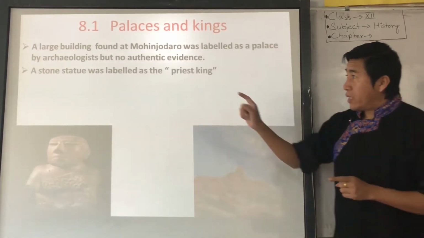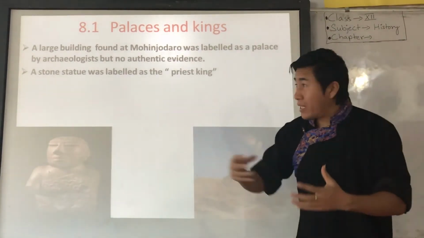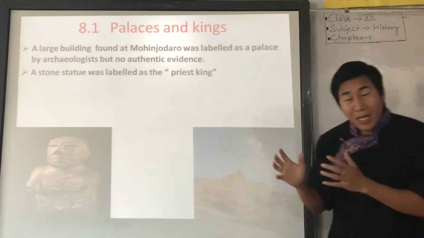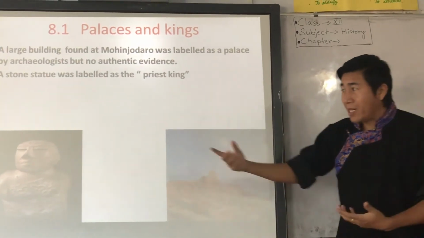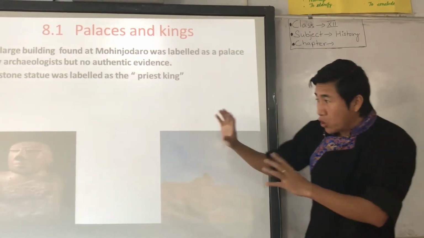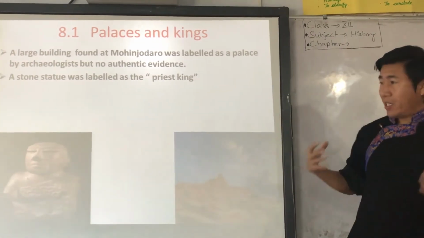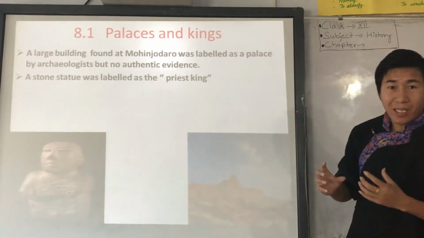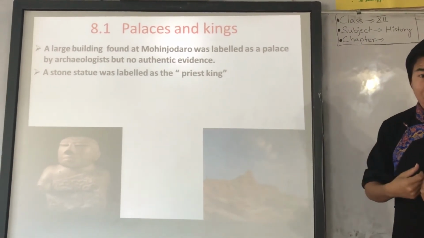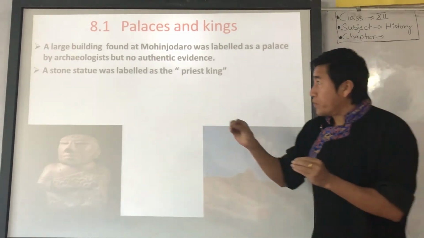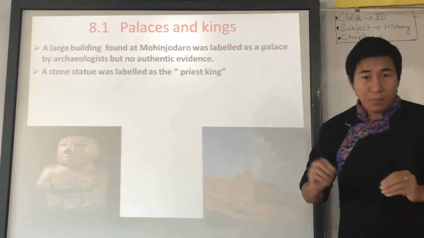Archaeologists found a statue that they call a priest king. They assume he must be a king because of his looks. He was heavily jeweled, so they thought he must be a king. But is he really a priest king? It's a big question, right?